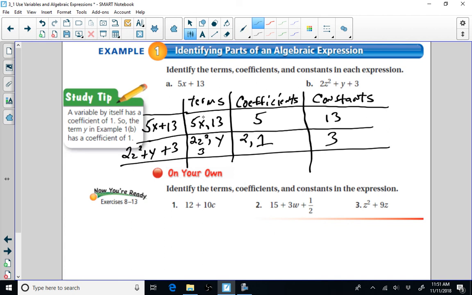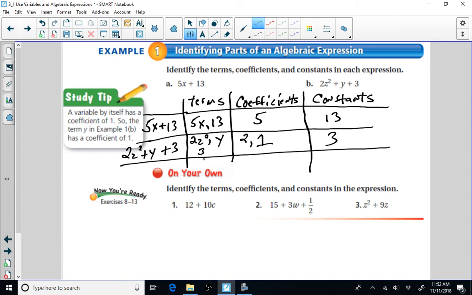Terms are separated by addition and subtraction. So 5x is a term, 13 is a term. Notice it's separated by an addition sign. Right here I have 3 terms in this expression. 2z squared is a term, y is a term, 3 is a term. So that's 3 terms in that expression. Terms are separated by addition and subtraction signs.